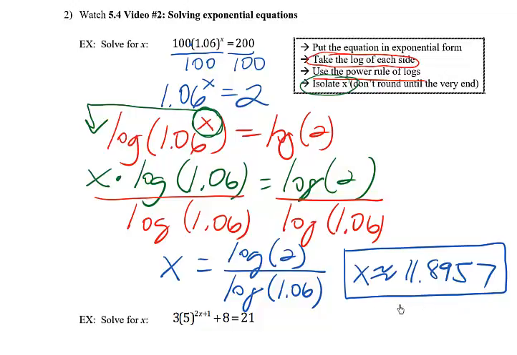You could easily check your answer to this problem by simply going back up to the original equation, filling in 11.8957 for the x. You could do it right on the calculator. You could type 100 times 1.06 to the 11.8957, and you should get 200, or at least close to it. We rounded it off. It won't be exactly 200, but it'll be pretty close, and that would convince you that you have done the problem correctly. You need to make sure to practice this process over and over until it becomes automatic for you.